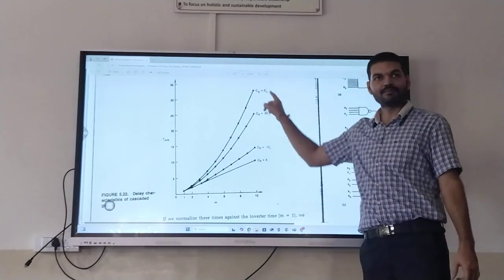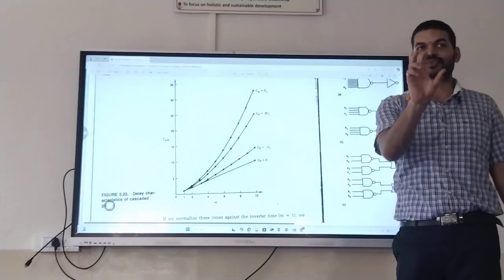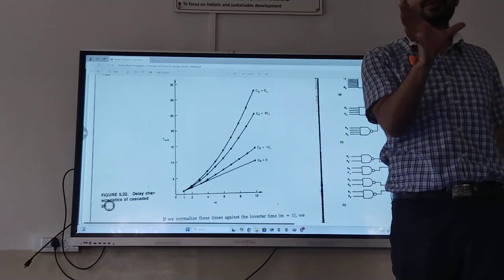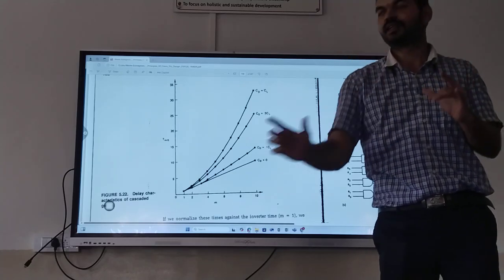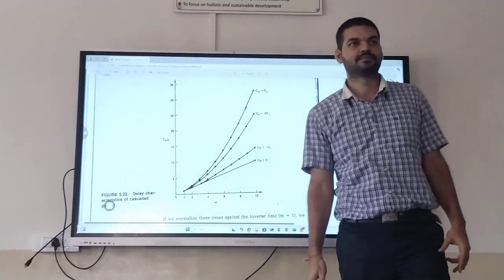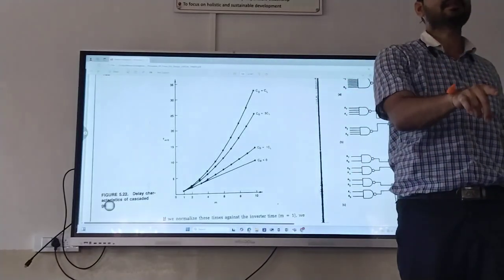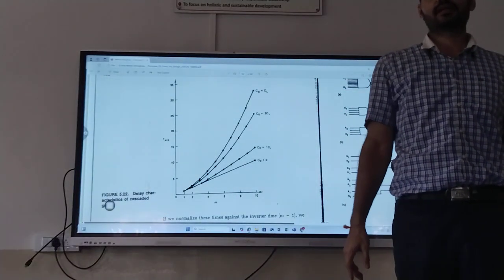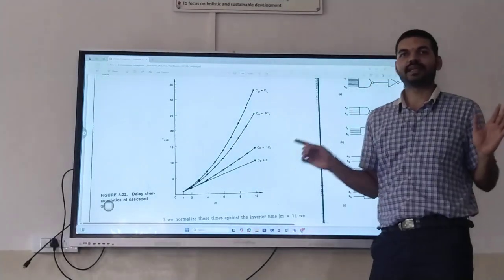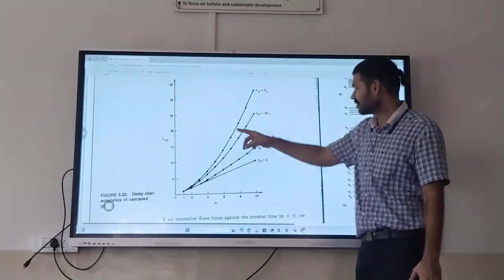So I said how to compensate this delay. Increase the width of the MOSFET. Increasing the width of the MOSFET will reduce its resistance. So this graph will come down. But we need to compensate with the area. If you increase the width of the MOSFET, it will take more area. But delay will be coming down.